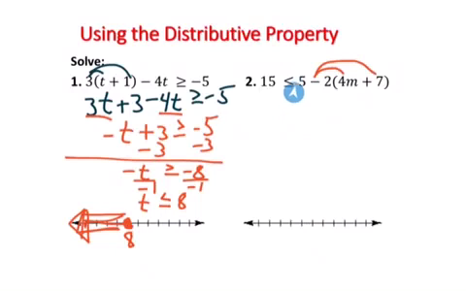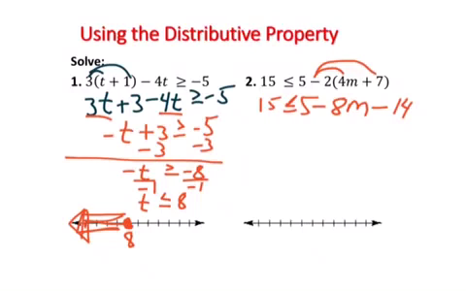Next one, okay, so solving that one, we will distribute the negative 2. So since the 5 is not attached to the parentheses, we're only distributing the negative 2. So we will get 5 minus 8m minus 14, distributing the negative, greater than or equal to 15.